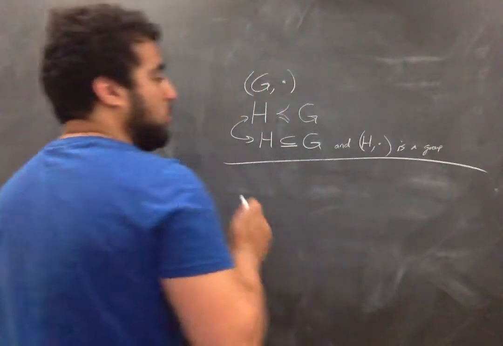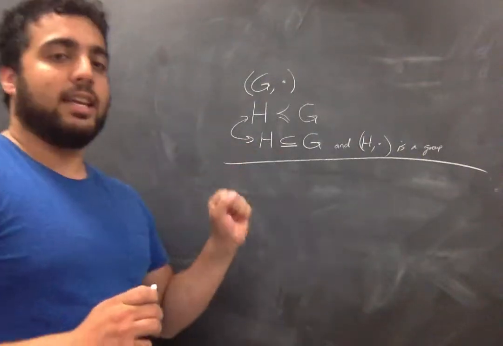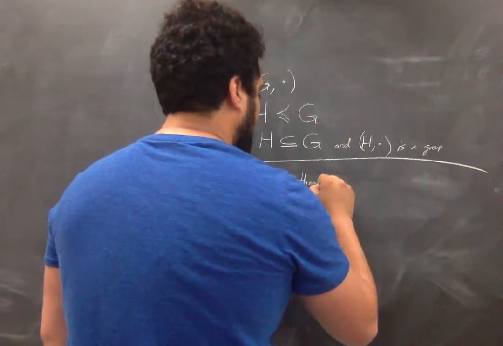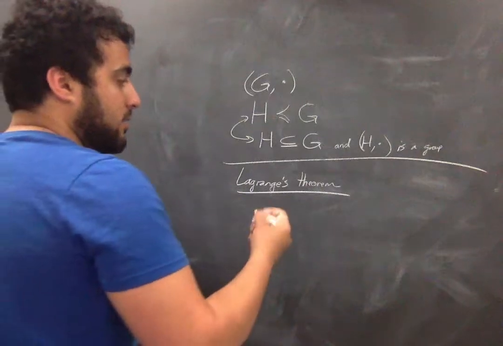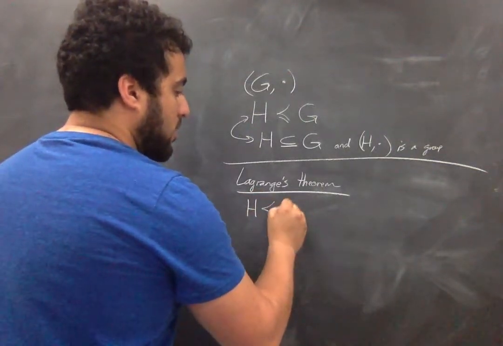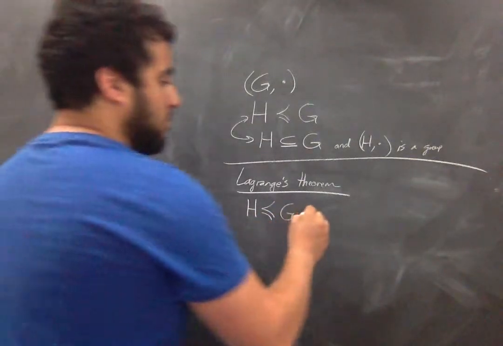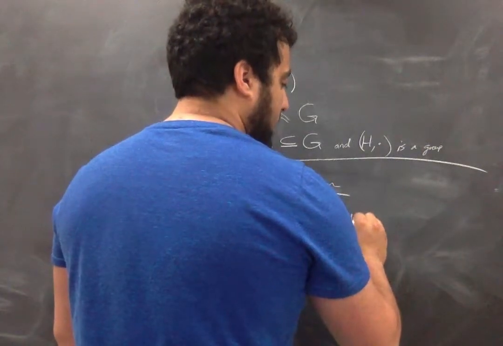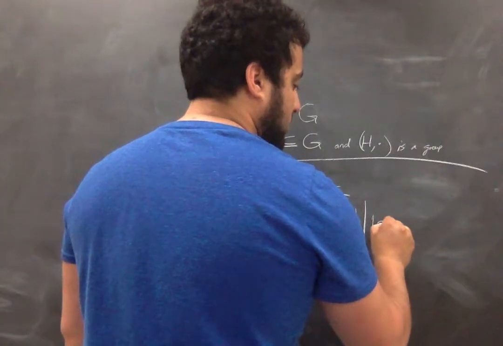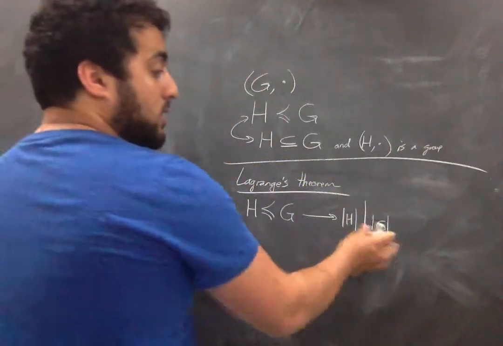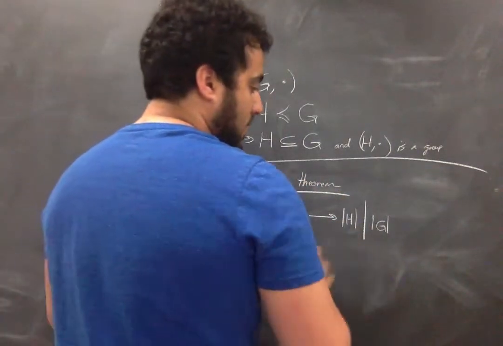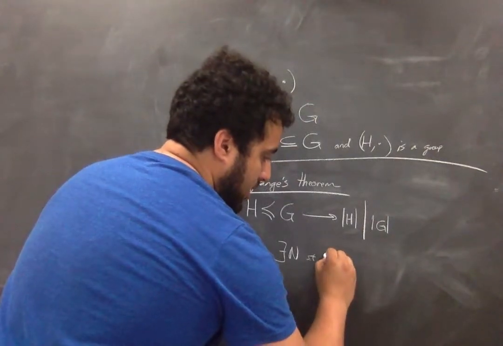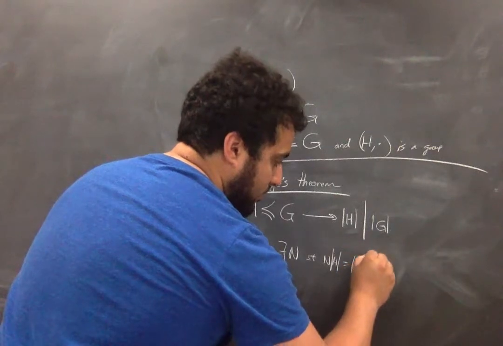Now, Lagrange's theorem gives us a really powerful constraint on the possible sizes of subgroups for any given group. So let's say exactly what it says. Lagrange's theorem tells us that for any H which is a subgroup of a finite group G, the size of H, which we'll write like this, must divide the size of G. In other words, the number of elements in G is divisible by the number of elements in H. Another way to write this would be that there exists some integer n such that n times the size of H equals the size of G. This is equivalent to this.